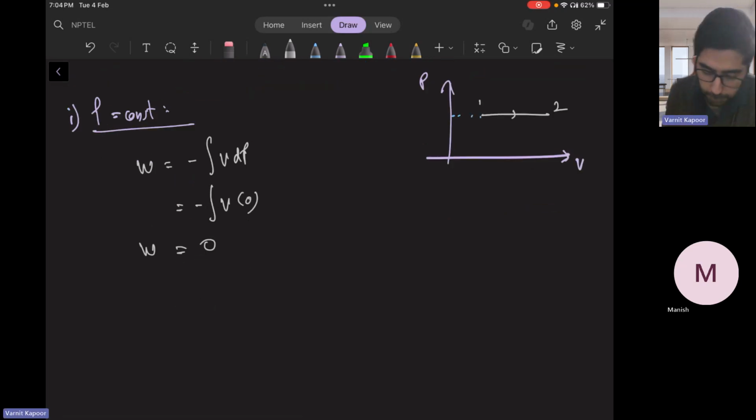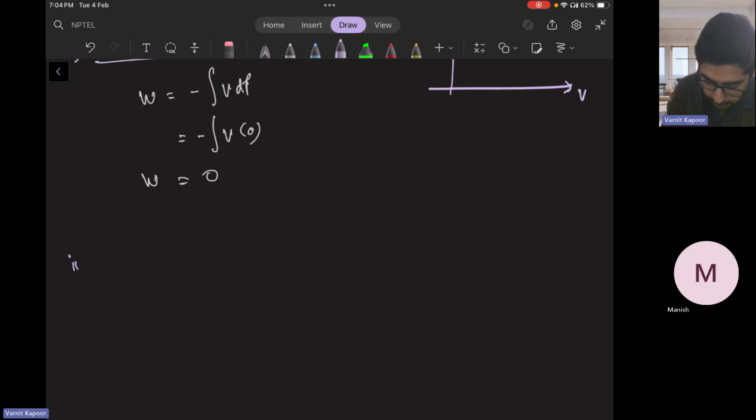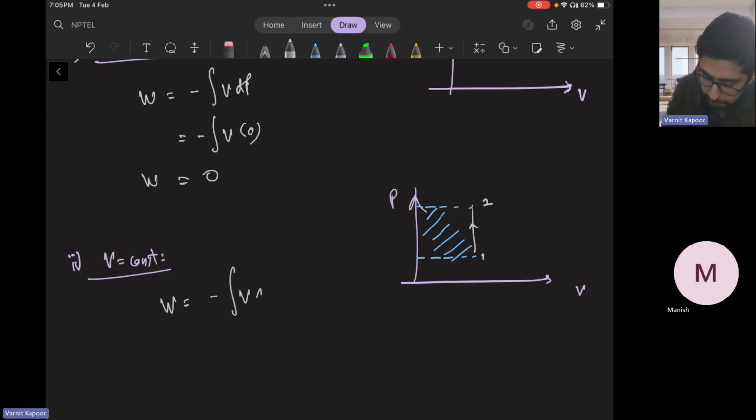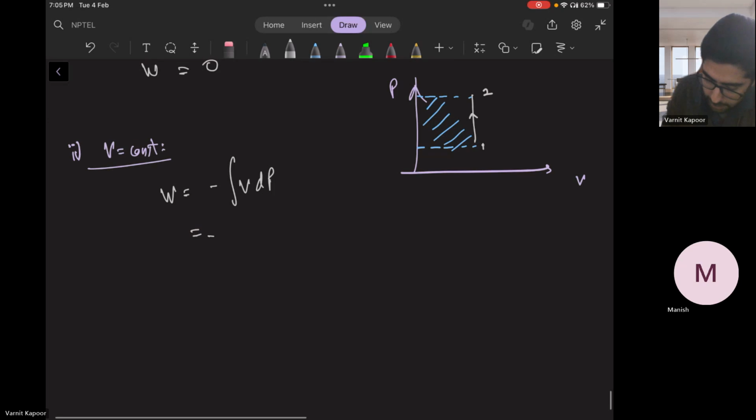Now, for the volume-constant process, isochoric, the previous one was isobaric. Again, if I have a pressure versus volume plot, and a process goes at constant volume, from 1 to 2, you have to project it over the pressure axis. So the work done will be negative of V dP, negative of integral from initial to final.